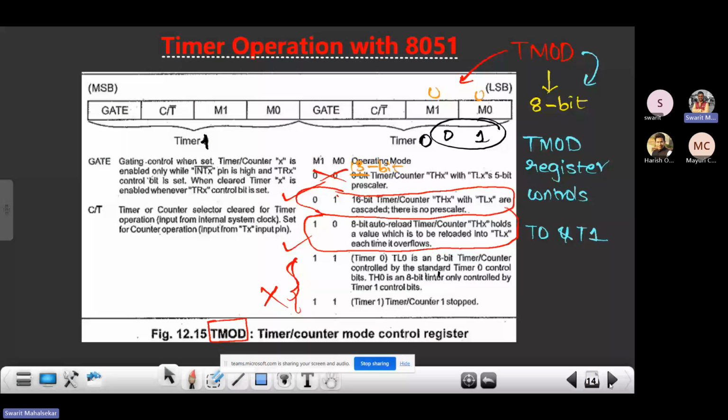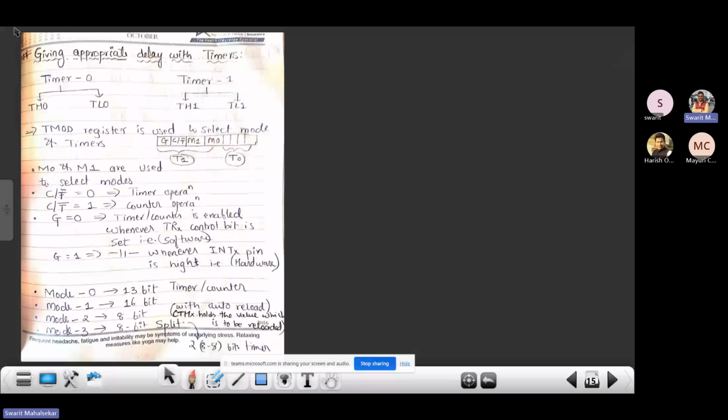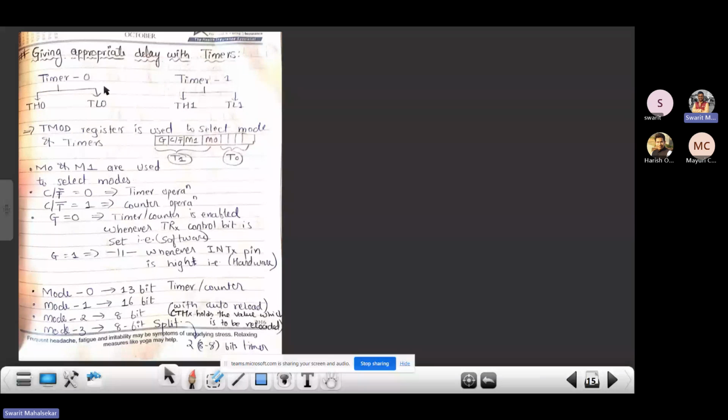This is the snapshot of my own notes, where you can see, as I had mentioned, timer 0 is divided into TH0, the higher byte, and TL0, the lower byte. Similarly, timer 1 has higher bits and lower bits, and we had the TMOD register. This is what I had written, very roughly. This is how I make notes. I'm not that fashionable.